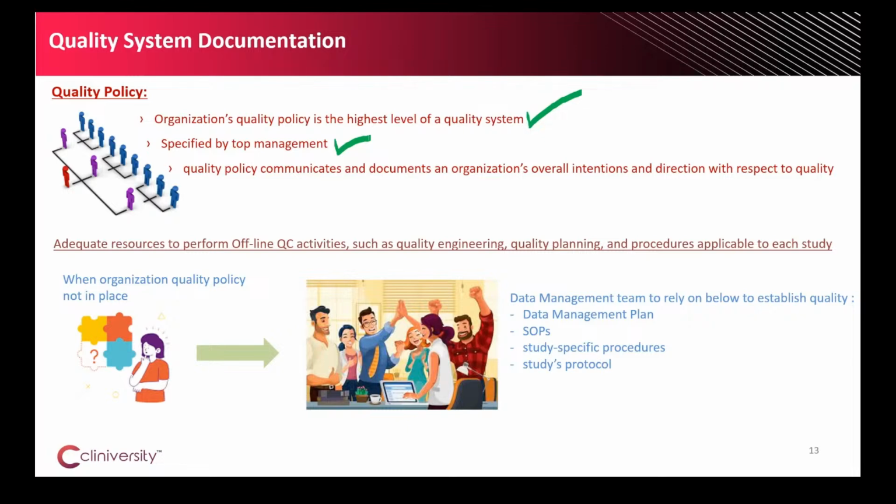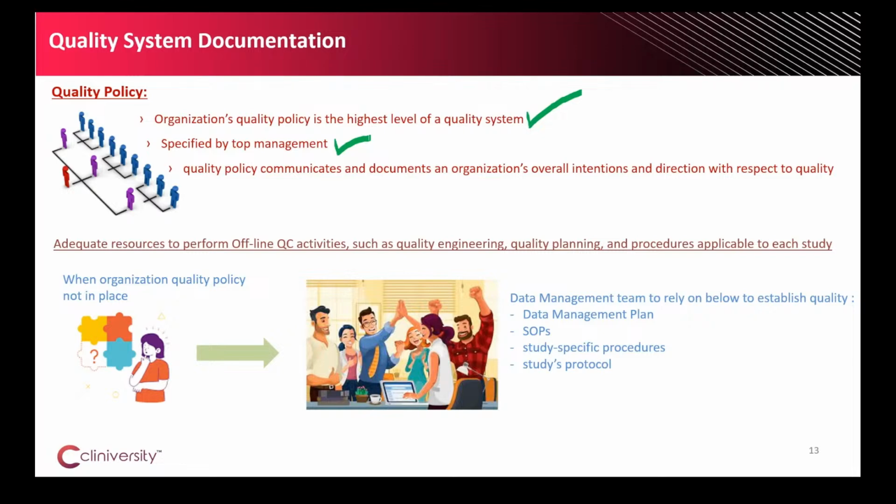An organization should generally have a written quality policy. That's the expectation. And the top level management should demonstrate commitment to the quality policy by supporting the organization's infrastructure with adequate resources. There could be offline QC activities such as quality engineering, quality planning, and procedures applicable to each study that will be enhanced by this infrastructure, and it will facilitate error prevention.